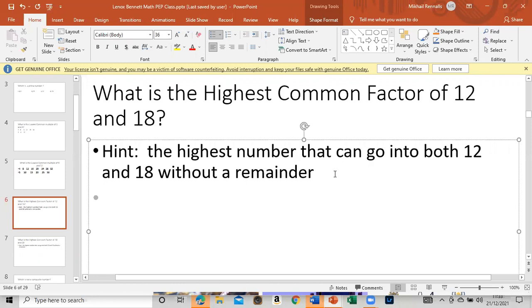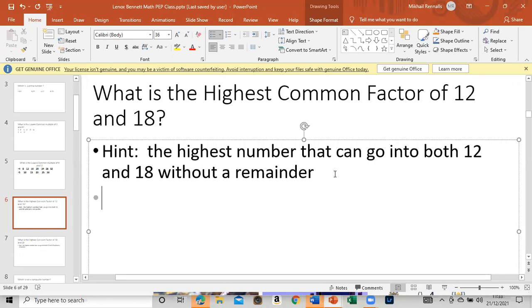Anyone? Sir, 2. All right, 4, sir. 4, sir. Can 4 go into 18 though? No, sir. All right, so it couldn't be 4 because 4 cannot go into 18 without a remainder. So guys, somebody says 6. That is correct, right?